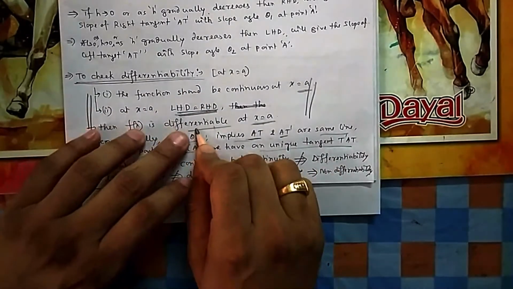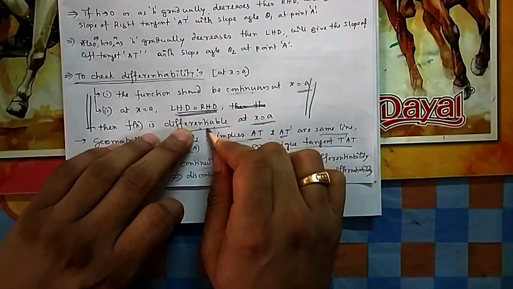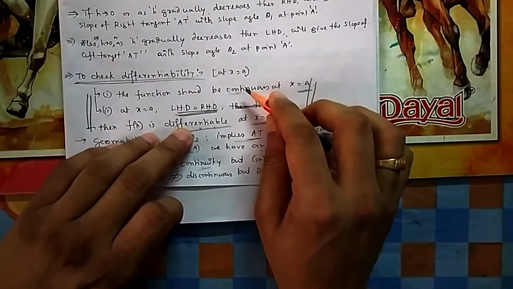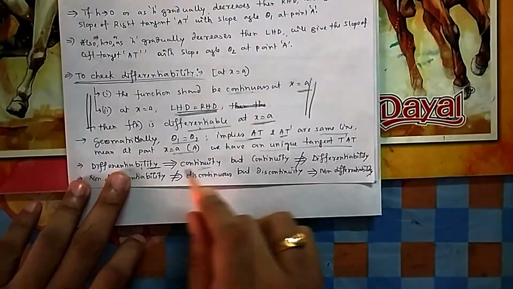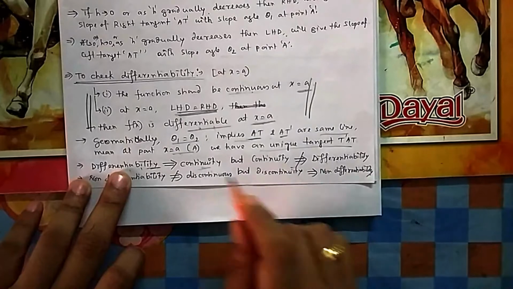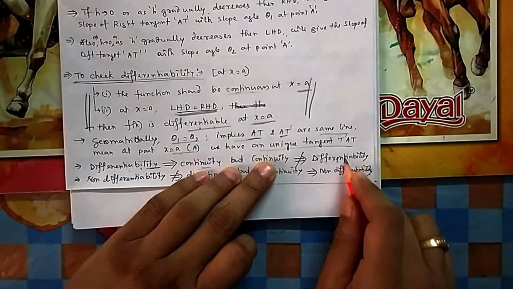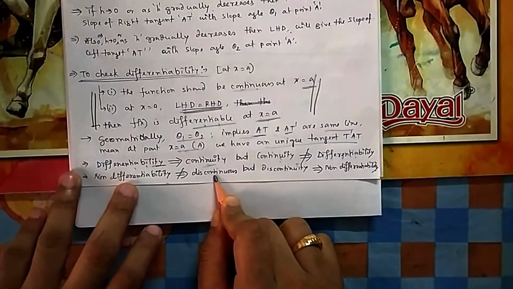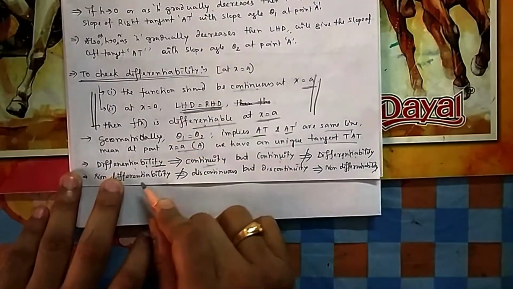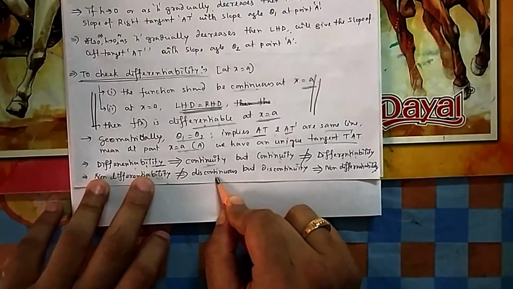But if it is differentiable, that means you must have cleared this exam first. Like you have cleared the class 10 exam, that's why you can come to class 12. So if you pass class 12, that implies you have obviously passed class 10. But if you have passed class 10, that doesn't imply you have passed class 12. Non-differentiability doesn't imply discontinuity. If you have failed in class 12, that doesn't mean you have failed in class 10 also.